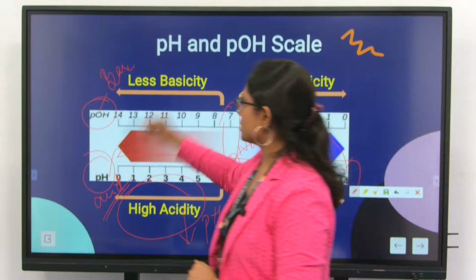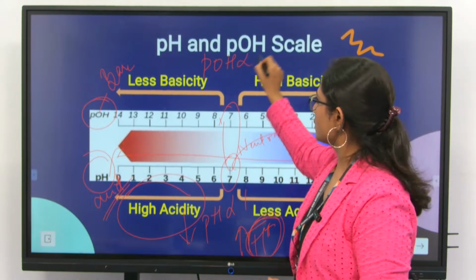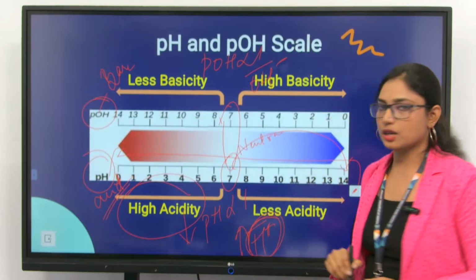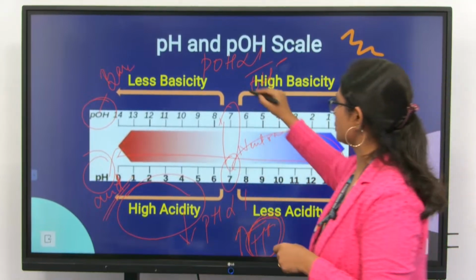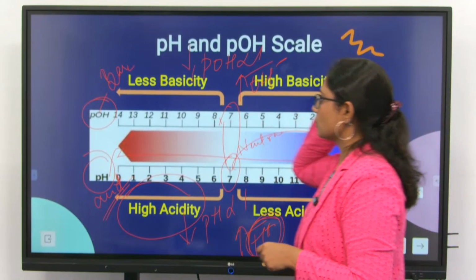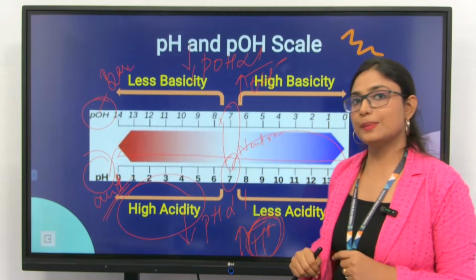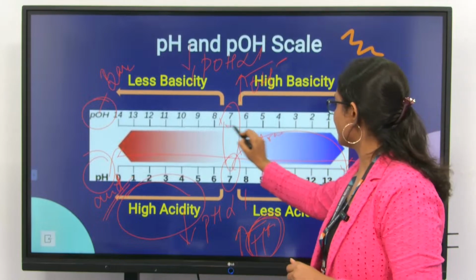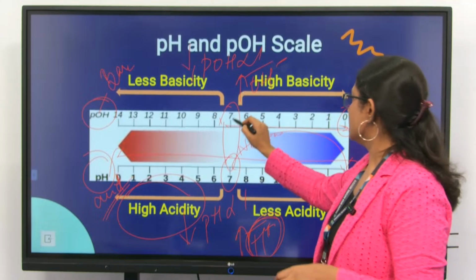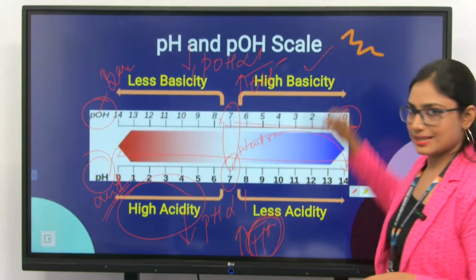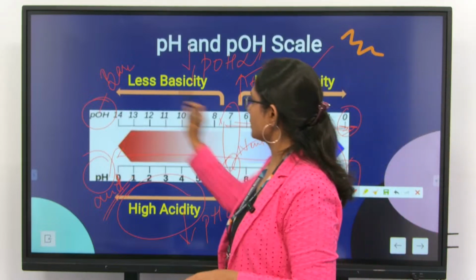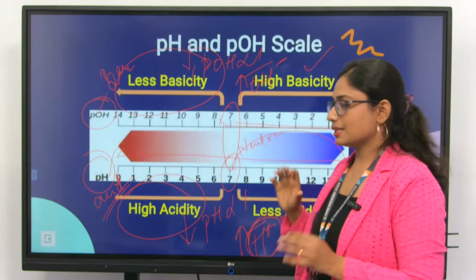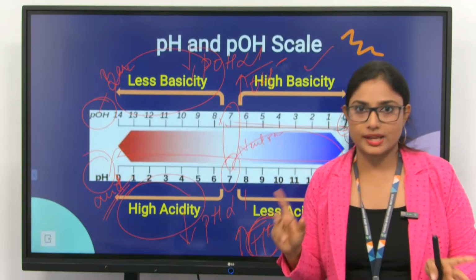Now, pOH, similarly, is inversely proportional to OH minus ions, okay, hydroxide ions. So more hydroxide ion in a solution, lesser will be the pOH value, more will be the basicity. So 7 to 0, in this scale, lower value indicates it is more basic. And the higher value, that means more than 7, indicates it is less basic in nature. So that is about pH and pOH. Okay.